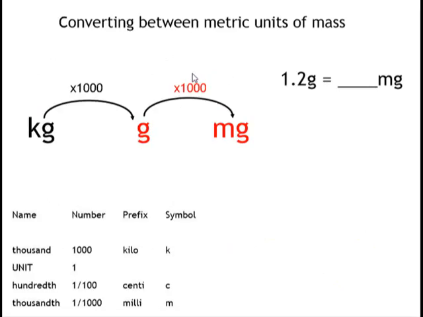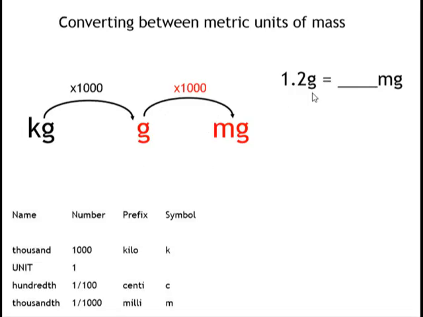Now I've got my conversion chart for metric units of mass. My base unit of mass is the gram. So we know that a kilogram is 1,000. So there are 1,000 grams in a kilogram. So if I've got 1 kilogram, 1 multiplied by 1,000 gives me 1,000. There are 1,000 grams in 1 kilogram. You know that milli meant 1/1,000. So there must be 1,000 milligrams in 1 gram, because 1 multiplied by 1,000 is 1,000.